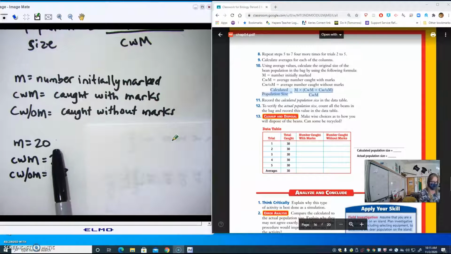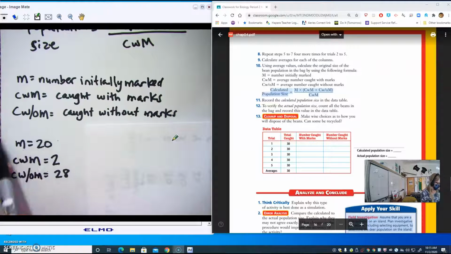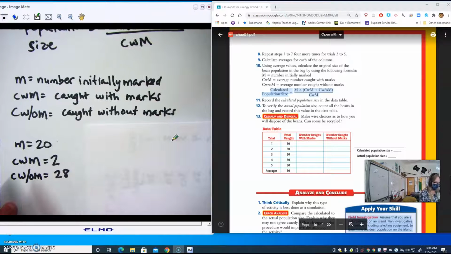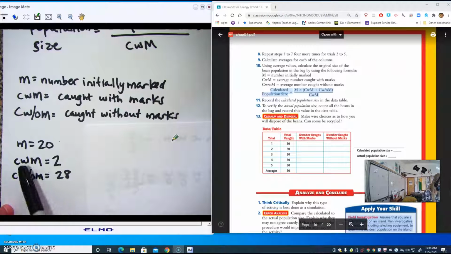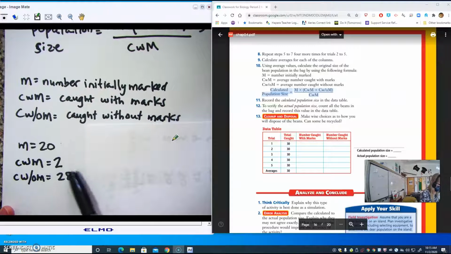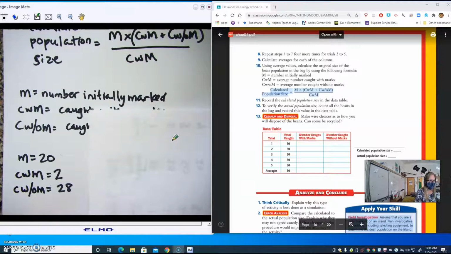So here's what the numbers based on my data are. This number everyone's going to have: we initially marked 20 beans, right? And then we put them back into the bag. So everyone should fill in that. These two numbers are going to be different based on your data. You might have more success, and I hope you do, at capturing marked beans. I think mine were so small it made it difficult. Okay, so caught with marks, I only averaged 2. And then I averaged 28 caught without marks. All right, so that's what those numbers mean.